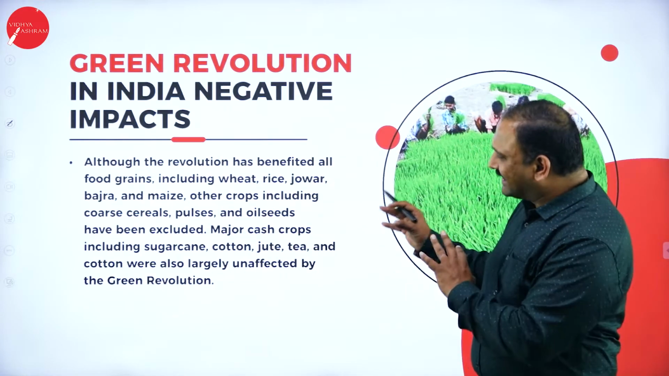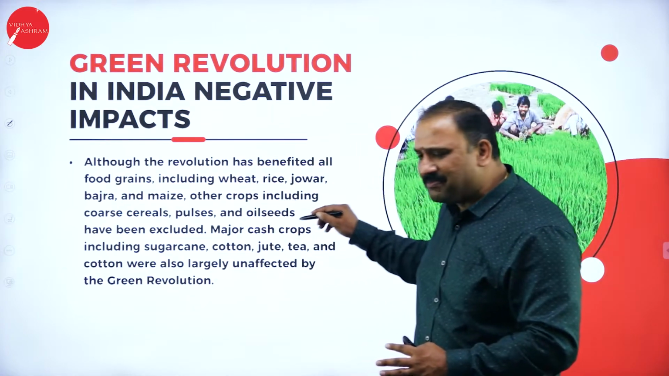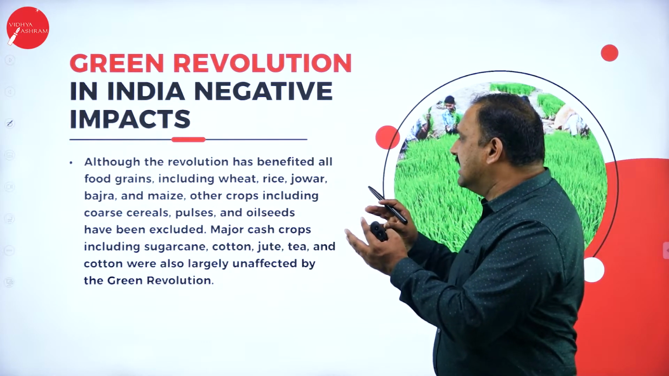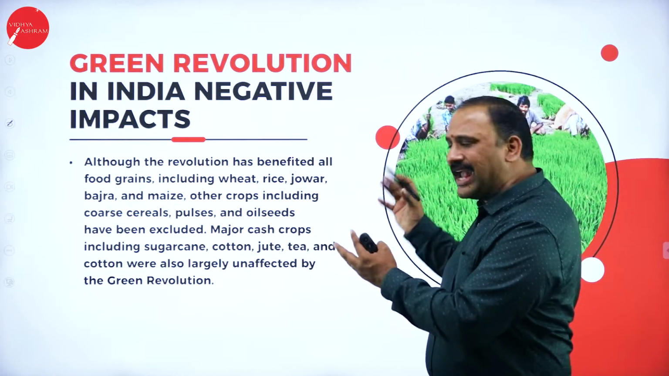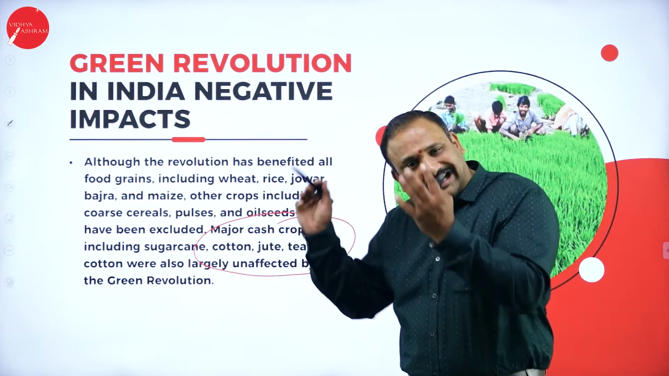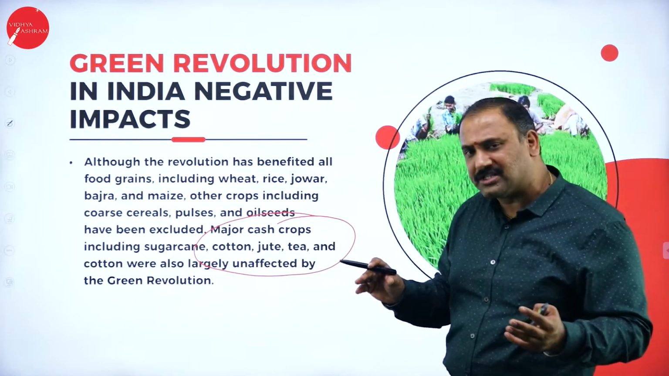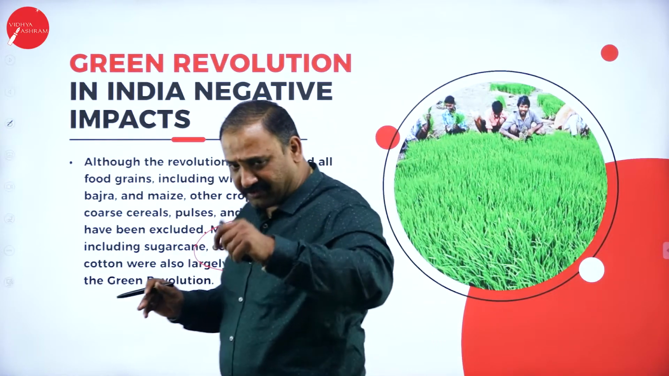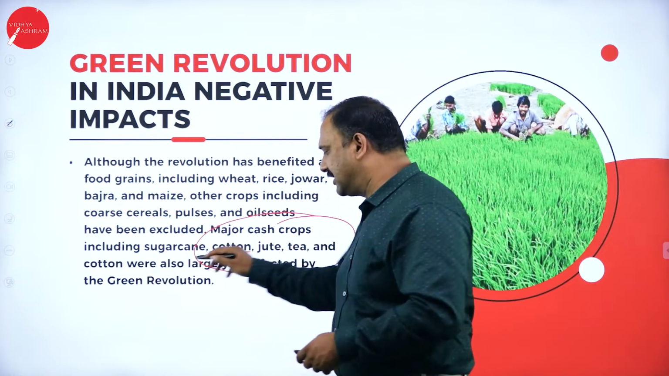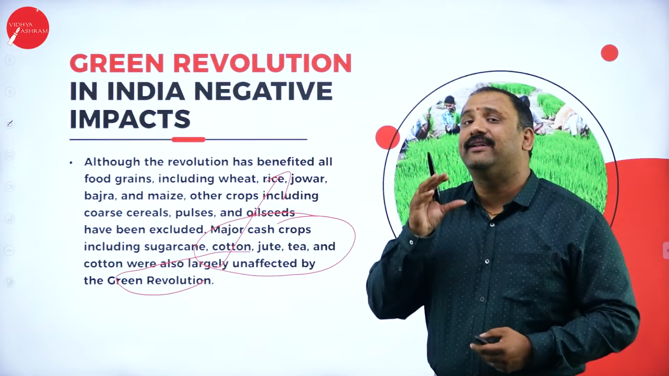Followed by which, the negative impacts. What were the negative impacts? Now, if you start looking, though it had benefited many of the cereals, many other cereals were also excluded. So what happened? Major cash crops like sugarcane, cotton, jute, tea and other products were largely unaffected by this Green Revolution. So we could not see that the Green Revolution was trying to satisfy everybody in this course of action. Over a period of time, the Green Revolution answered only certain sectors. The other sectors were untouched.